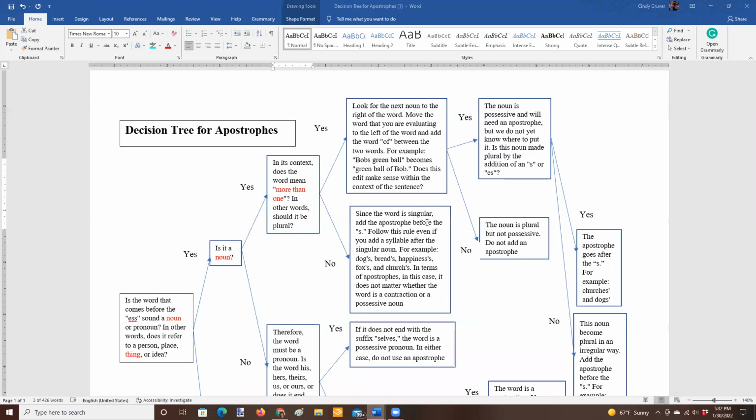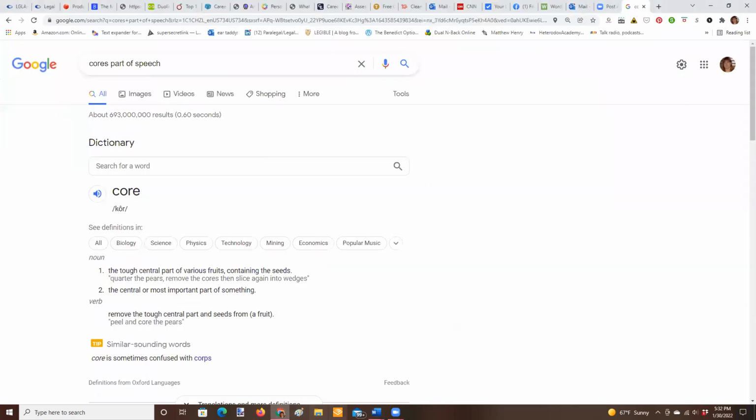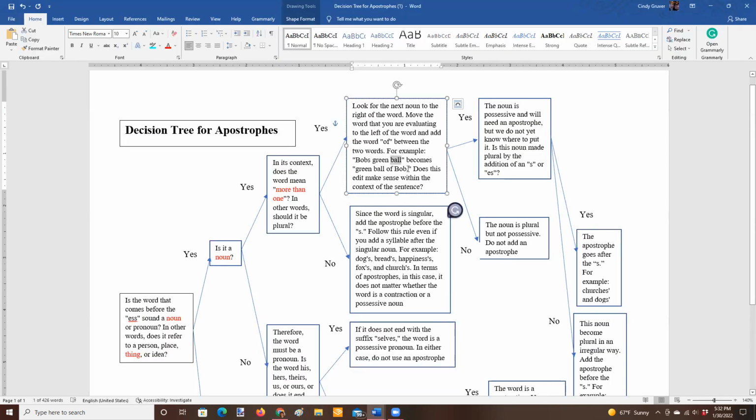Okay. So we've done those steps. And again, I have an example here. Bob's green ball becomes green ball of Bob because ball is our next noun to the right of this expression. Okay. Does this edit make sense within the context of the sentence? So that change we made, does it result in something that sounds like English? The cores of apples were brown with age. Yes. This new sentence makes sense. Okay. So our answer here is yes. So we're going to go to our yes box. So we have an answer. The noun is possessive.